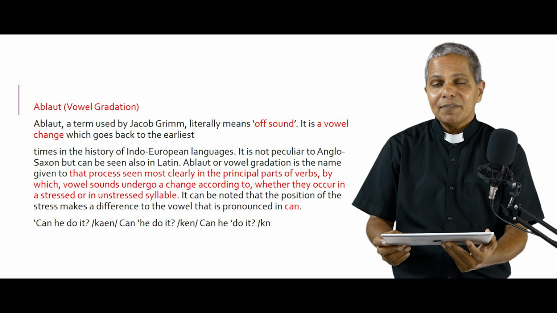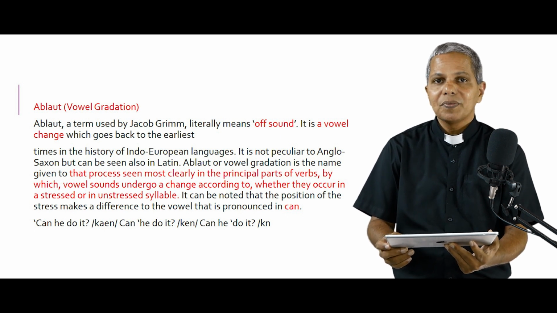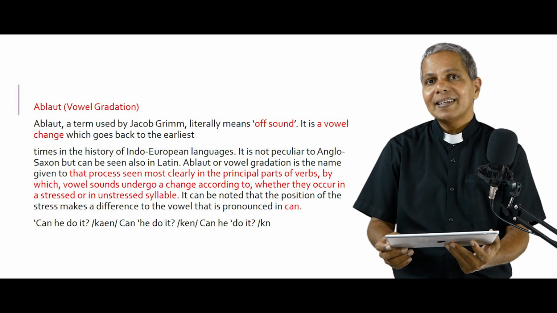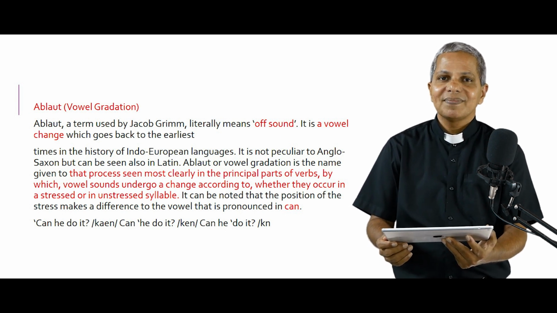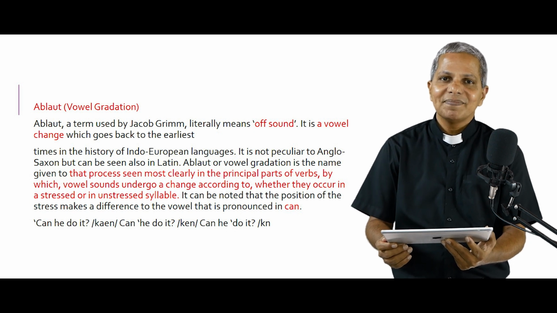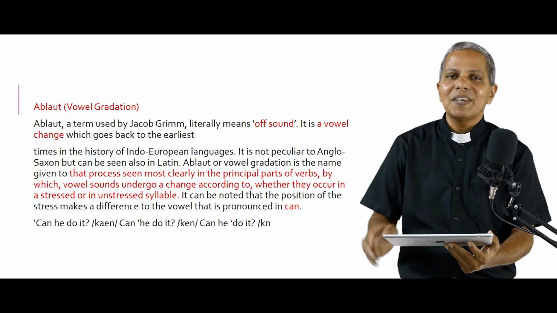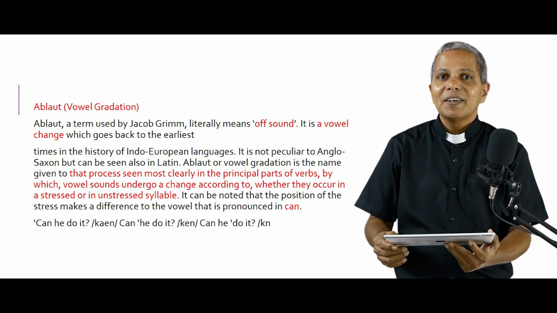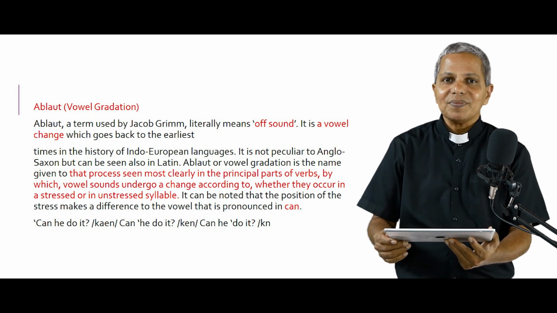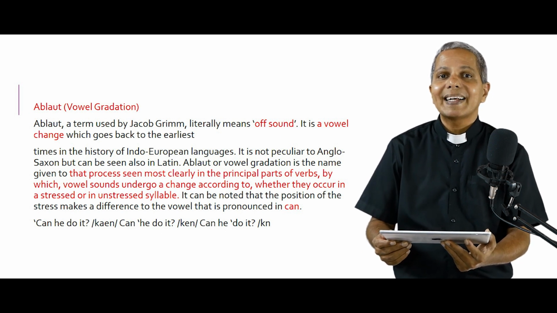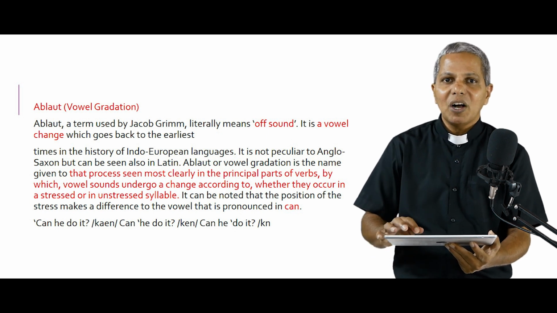And again, if the stress moves to another word, that is the verb "do," then again it gets shrunk. "Can you do it?" So depending on the place of the stress we mark, there is a vowel gradation or a change within the auxiliary "can." So this is what is explained by ablaut.